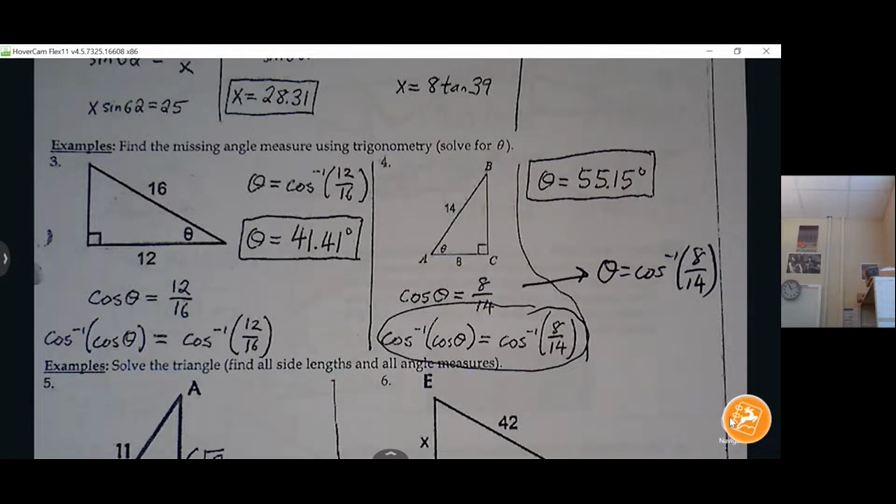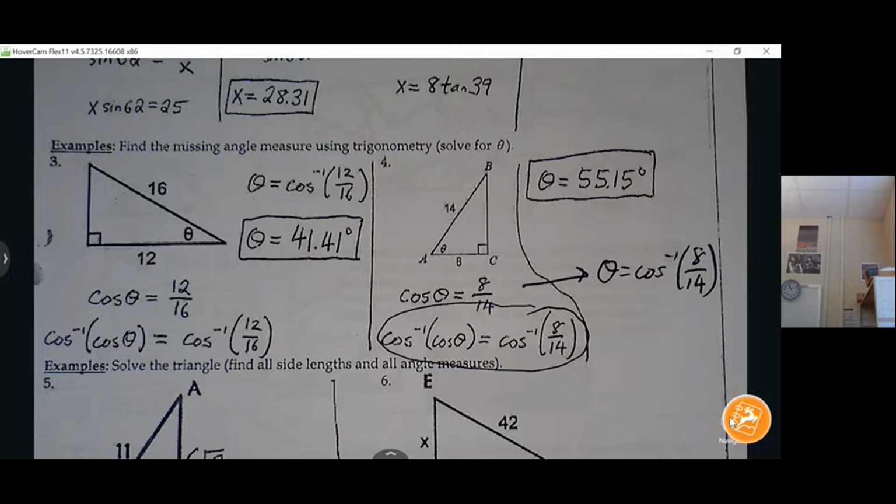Okay. So if I want to find the missing side, set up my two fractions, cross multiply, and solve for x. If I want to find a missing angle, I need to involve inverse sine, inverse tangent, or inverse cosine. Okay. All right. Any questions?